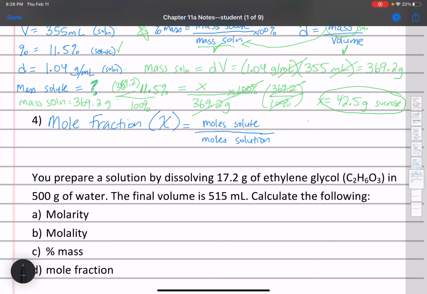So another way to write that, using n for moles, is the moles of solute over the total moles. So that would be the moles of solute plus the moles of solvent. Remember, solution is solute plus solvent. All right, there are no units for mole fraction. It's just a proportion.